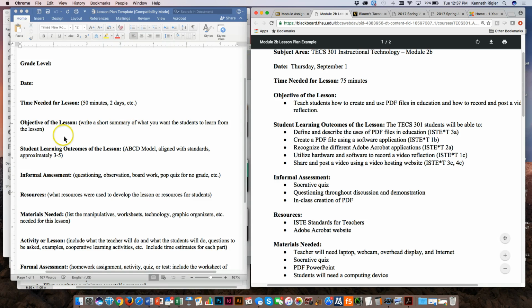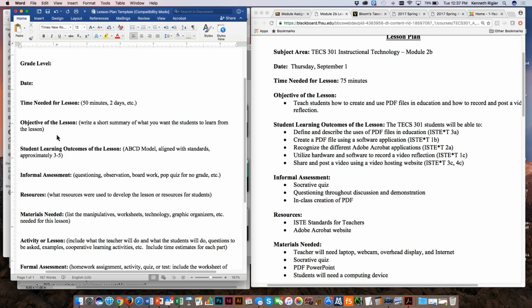So the first thing you're going to put is the objective of the lesson. Now let me preface it with, a lot of times you'll see objective and outcome used interchangeably, and they are used in some ways in the same way. I believe they are different, and that's why I want you to learn that they are different. They are not the same, and this is how they're different.